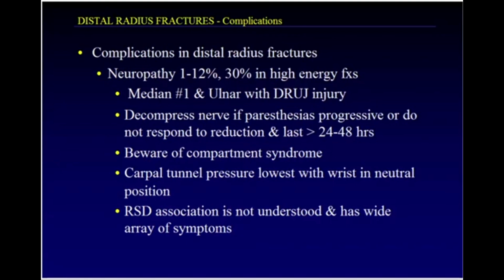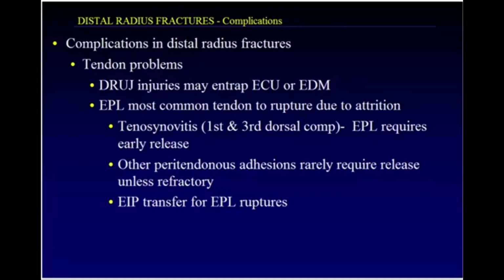And then the association with reflex sympathetic dystrophy is not well understood, but we do know that it does occur with certain distal radius fractures, and when it does occur, it is a dreaded complication. Tendon problems, DRUJ injuries can entrap either the extensor carpi ulnaris or the extensor digiti minimi.